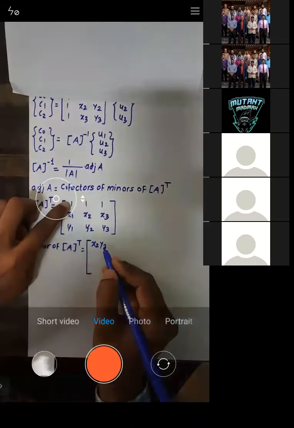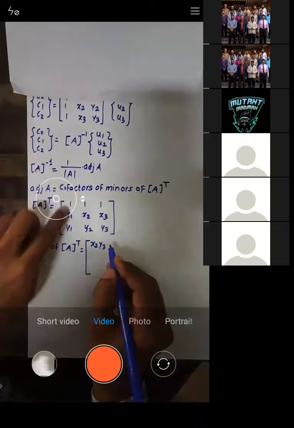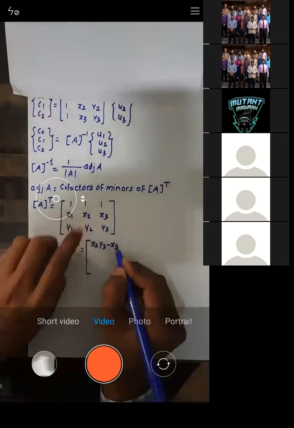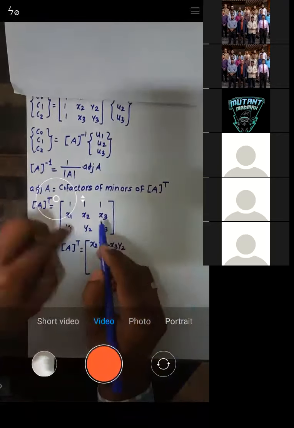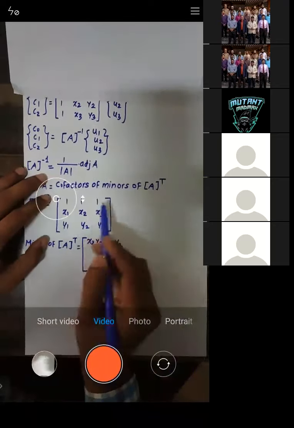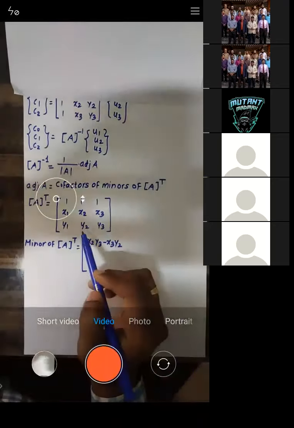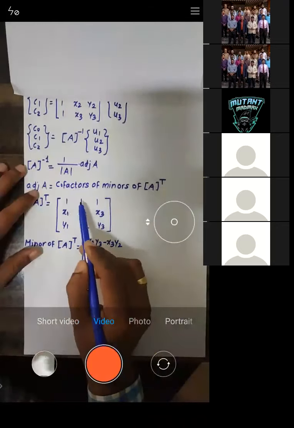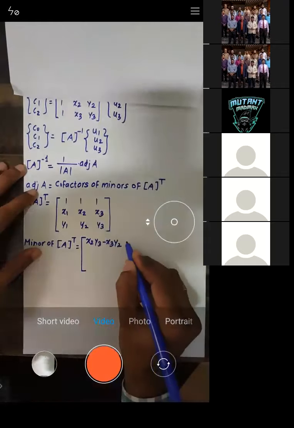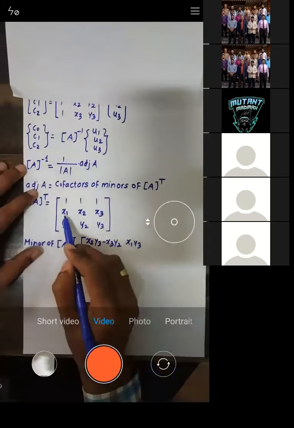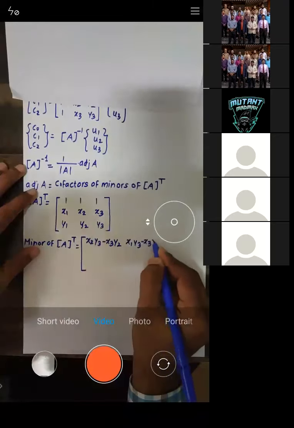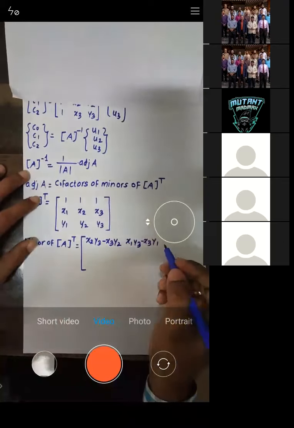For this one, I need to write down the element here, so I will cancel this row and this column. So it is x2 y3 minus x3 y2. So this has been done for this one. Next, go for this one. We'll cancel this row and this column. What is remaining? X1 y3. So this is x1 y3 minus x3 y1.